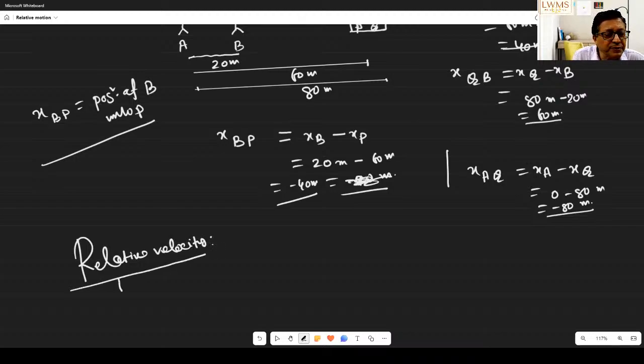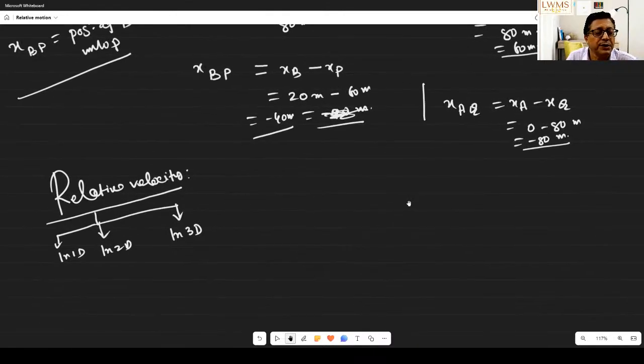Relative velocity, I told you, we will be discussing in 1D, in 2D. In 3D we will just solve problems by using the concept. We will not draw any diagram or solve 3D problems exactly, just some vector problems, with the help of vectors. So in 1D, this is 1D motion only we have considered. So relative velocity in one dimension.